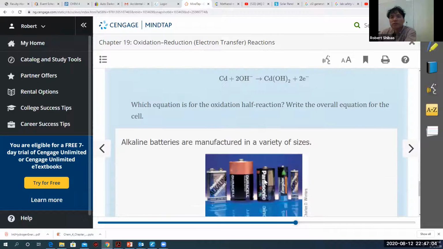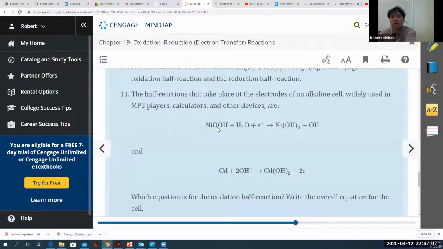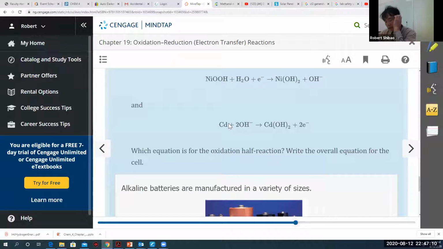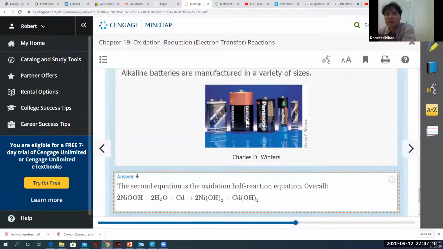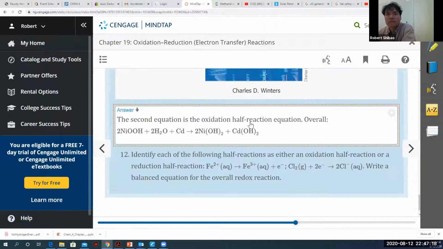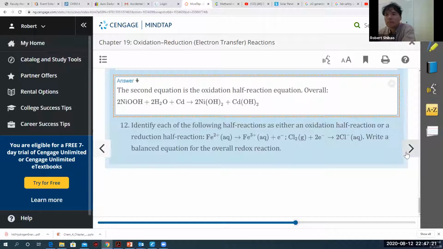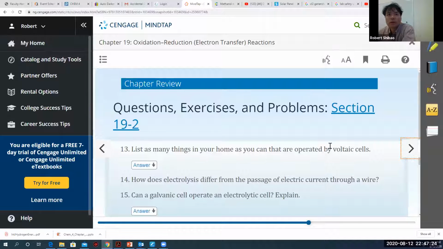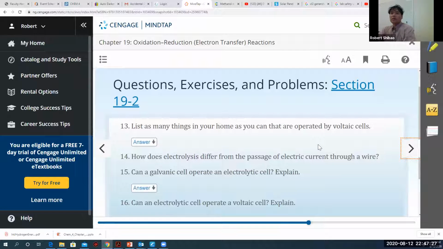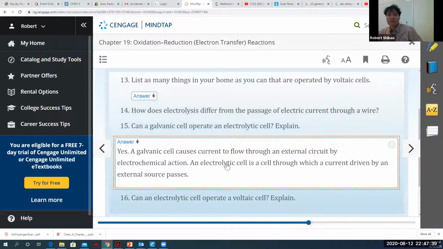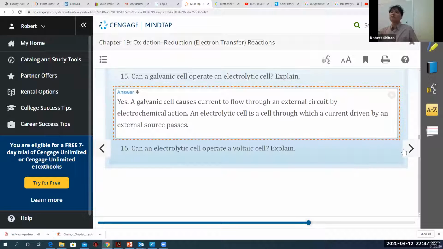And these batteries use a much cheaper oxidizer, MnO2, and a much cheaper and less toxic reducer, zinc. But the drawback is that reaction is not very easy to reverse. List as many things in your home as you can that are operated by voltaic cells. Skip that. Can a galvanic cell operate an electrolytic cell? Yes. You can use a galvanic cell to force the electrons to go backwards. That is, you can put a battery there instead of using an electrical power source to force the electrons to go backwards.